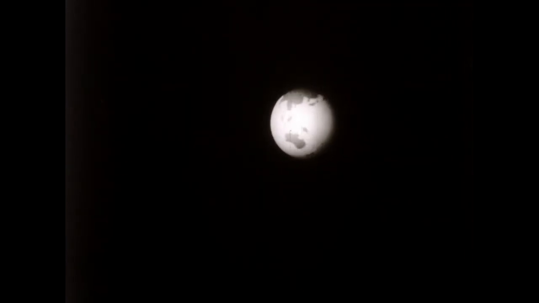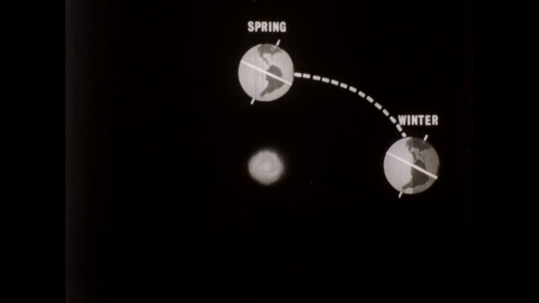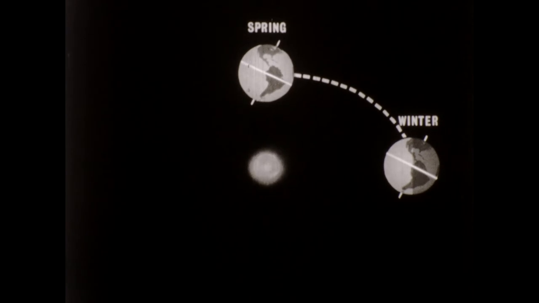But as the Earth moves along its orbit, the north end of its tilted axis points less and less away from the sun. By the time of the spring equinox, about March 21st, spring begins once more, and the Earth's axis is again tipped neither toward nor away from the sun. Day and night are equal, and warm weather is beginning.